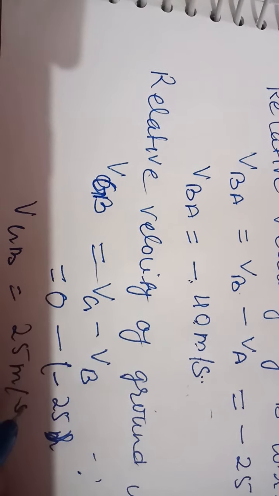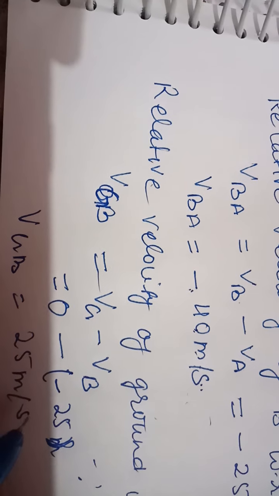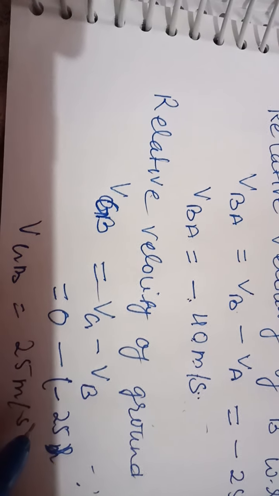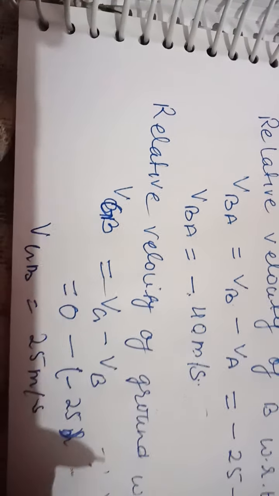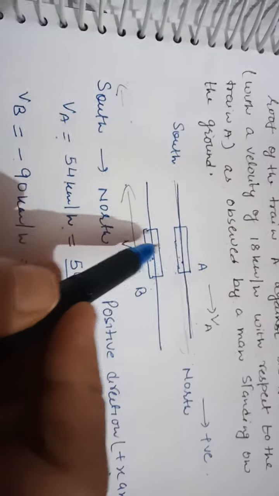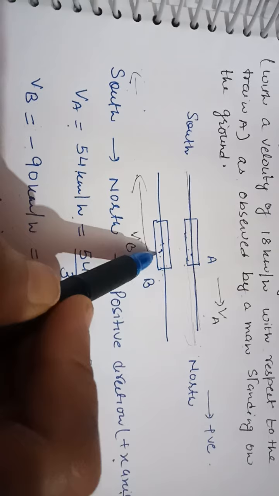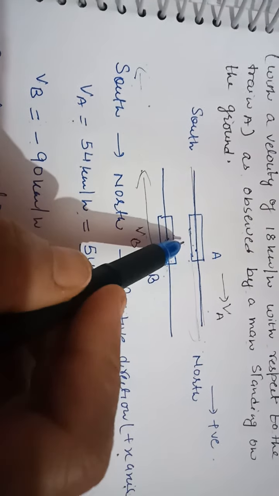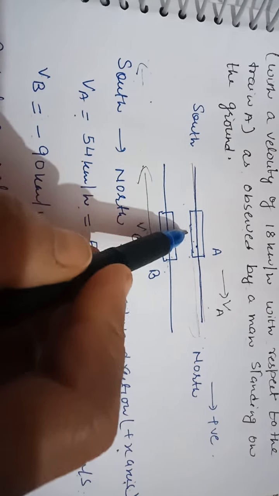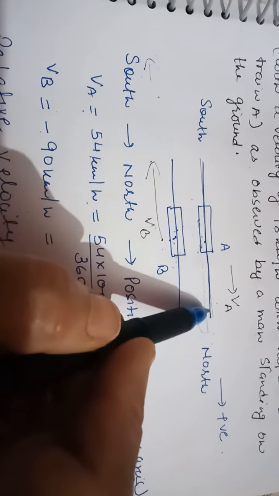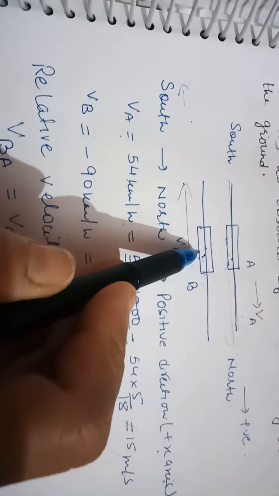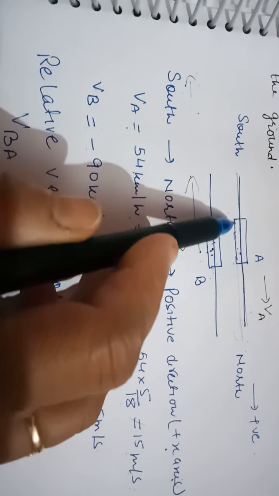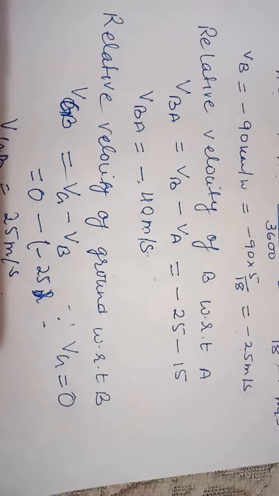So what is the meaning of this condition? The meaning of this, that Earth appears to move with the speed of 25 meter per second from south to north, means for an observer inside B, the observer sitting inside train B sees the earth moving from south to north direction, positive direction, because you have got positive velocity. So this indicates the observer in B appears that the earth is moving from south to north direction with the speed of 25 meter per second.